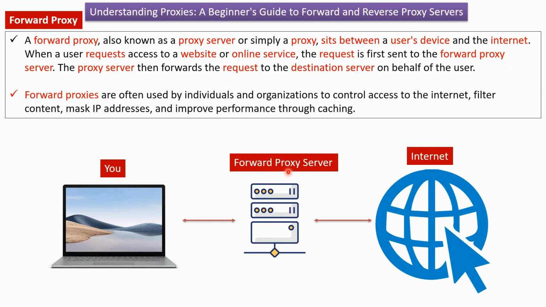Now we will see forward proxy. Forward proxy is also known as proxy server or simply a proxy. Forward proxy sits between the user device and the internet. When a user requests to access a website or online service, the request is first sent to the forward proxy, and the forward proxy server then forwards the request to the destination server on behalf of the user. Forward proxies are often used by individuals and organizations to control access to the internet, filter content, mask IP addresses, and improve performance through caching.